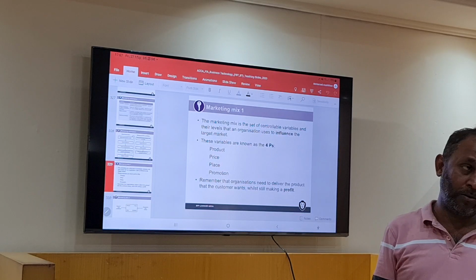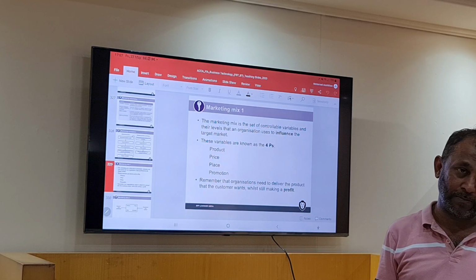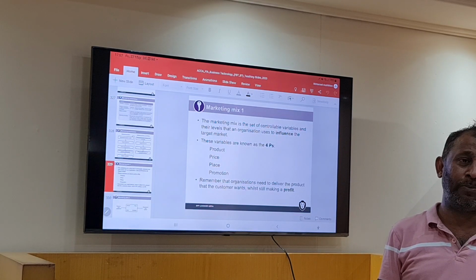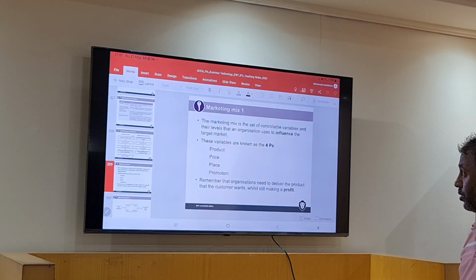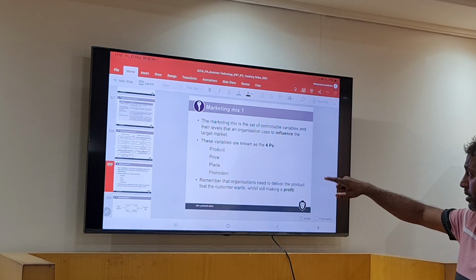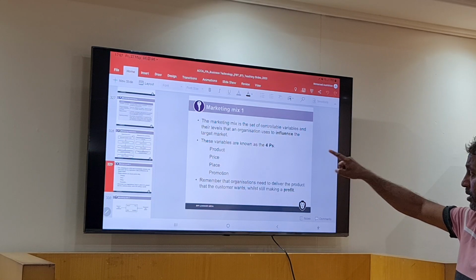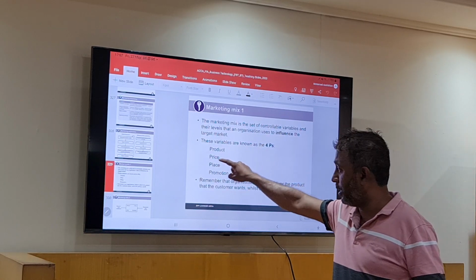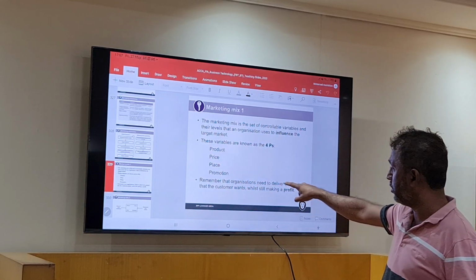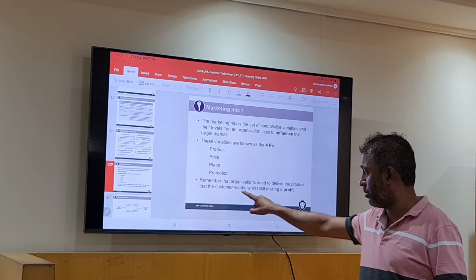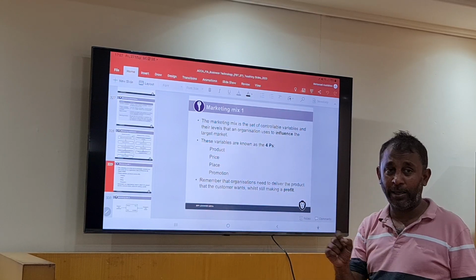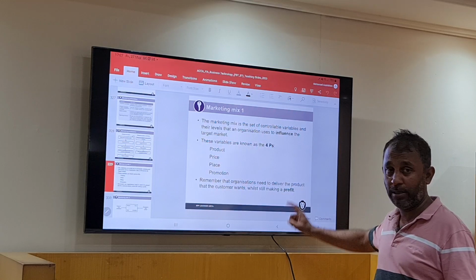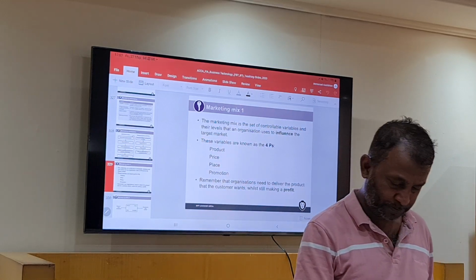Marketing mix. Actually, there were 4 P's and 7 P's. 4 P's were tangible and 7 P's were service. 4 P's are product, price, place and promotion. Marketing mix is a set of controllable variables. They are levers that an organization uses to influence the target market: product, price, place and promotion. Remember that the organization needs to deliver the product that the customer wants while still making a profit. What is the most underlying point? Company must make profit, otherwise no use.